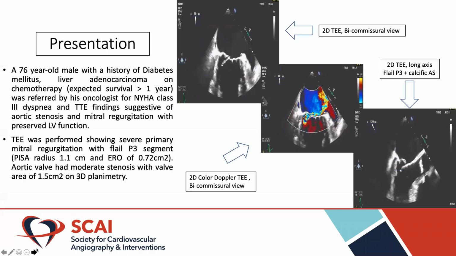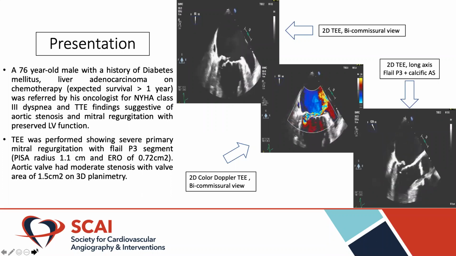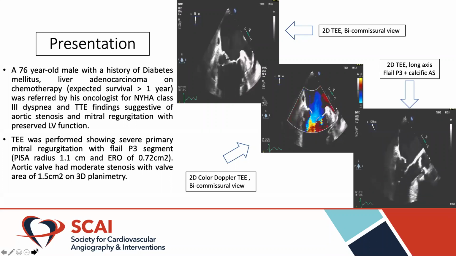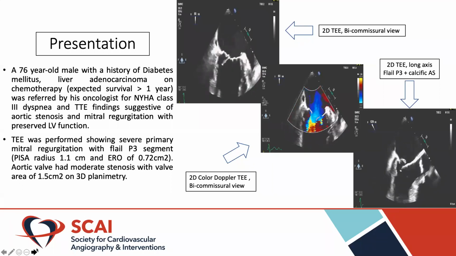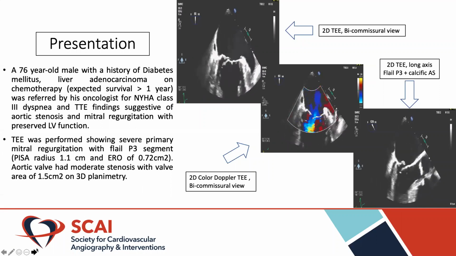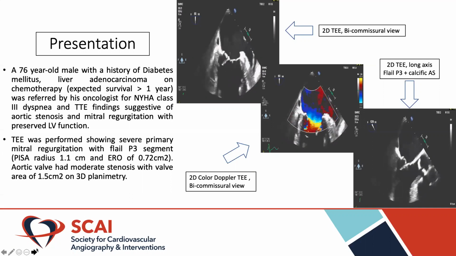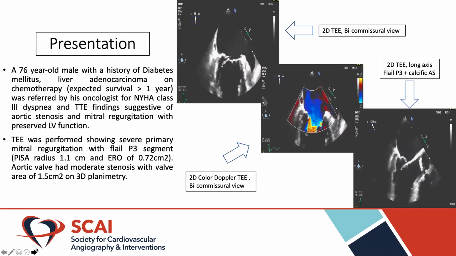Today we have a case of a 76-year-old male with a history of diabetes and liver adenocarcinoma, who's on chemotherapy, referred by his oncologist for NYHA class 3 dyspnea symptoms. An echocardiogram suggested the presence of mitral regurgitation and aortic stenosis. He had a transesophageal echocardiogram which showed mitral regurgitation that was severe in degree and aortic stenosis that was more moderate based on planimetry.